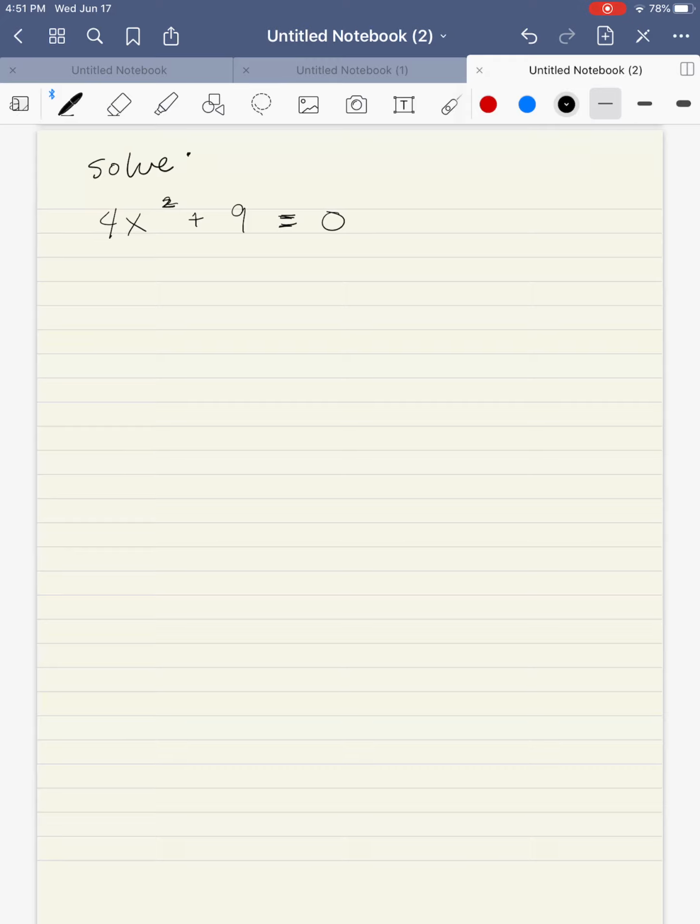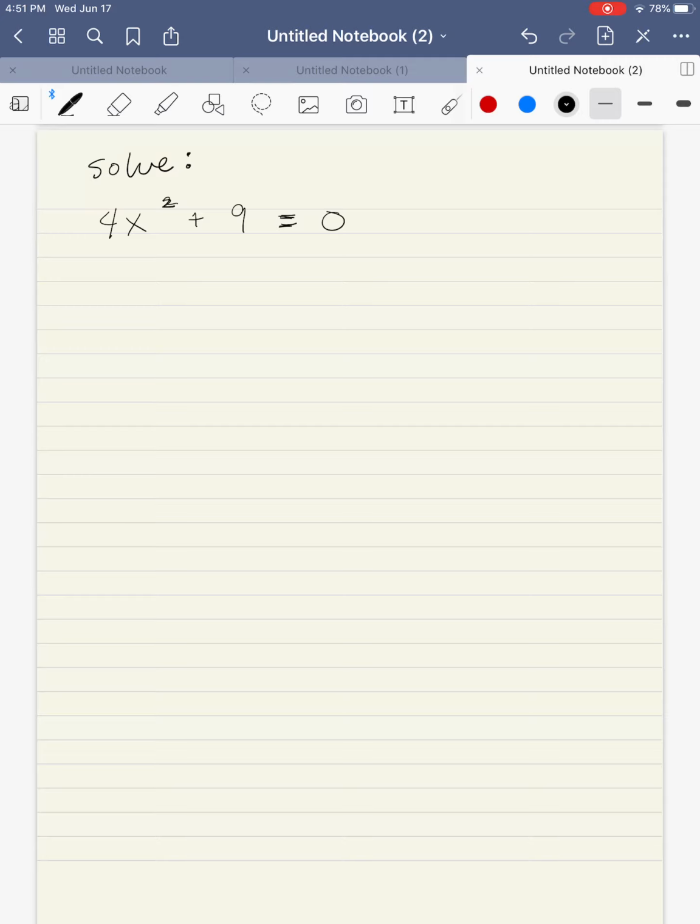So our instructions would just say solve, and that would mean find the value or values of x that I can plug in to make this a true statement. And because it's quadratic, I'm thinking I'm probably going to have two answers.